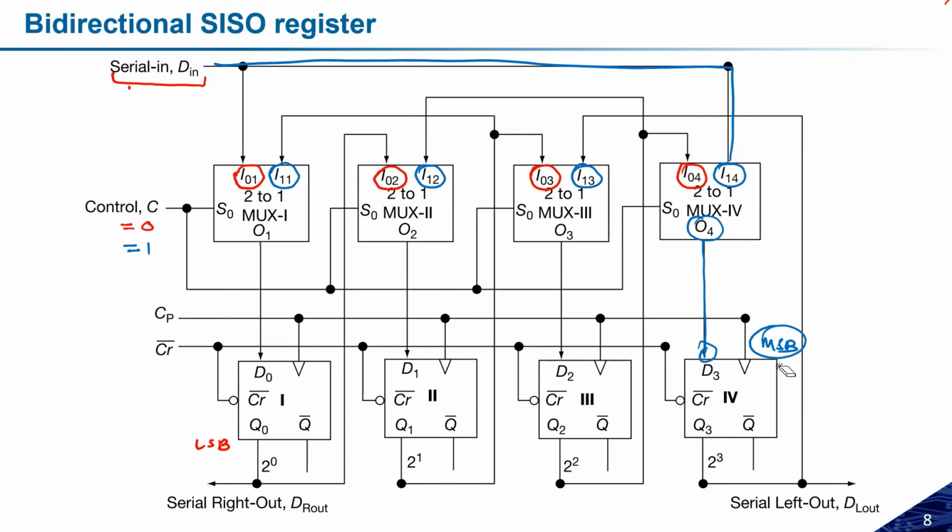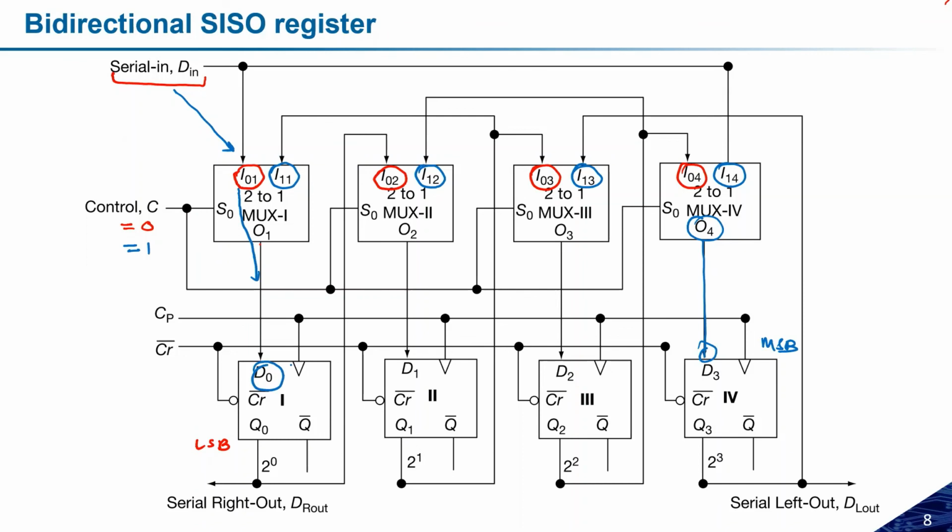Let me repeat what I did. Suppose the control is equal to 0, it means I01, I02, I03, and I04 will be selected. If I01 is selected, the data input is connected to I01, and this I01 will be transferred to the output, and that output is connected to the least significant bit. We are giving input to the least significant bit, and we are moving data to the right side, towards the MSB. So this is simply a left shift register.